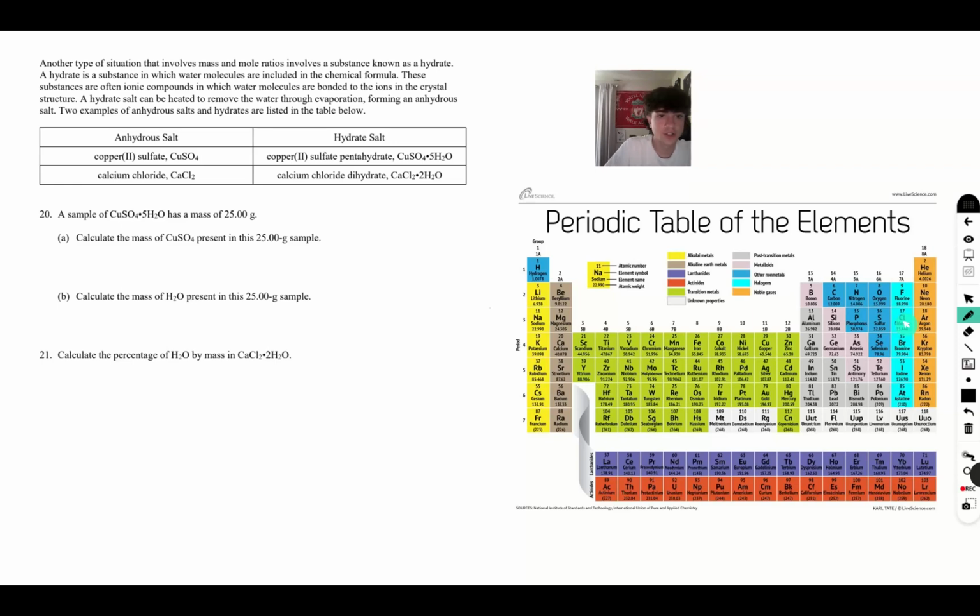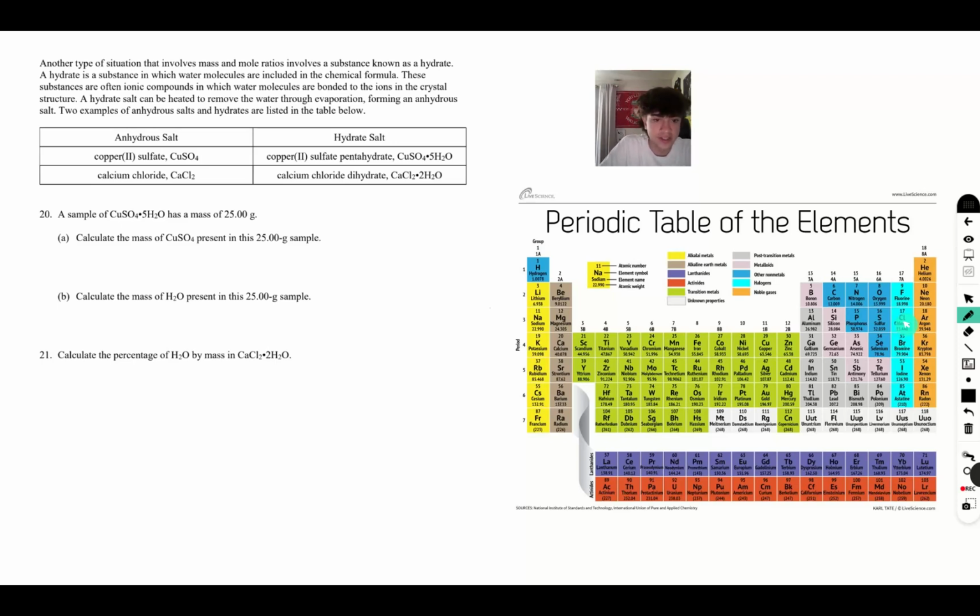Another type of situation that involves mass and mole ratios involves a substance known as a hydrate. A hydrate is a substance in which water molecules are included in the chemical formula. These substances are often ionic compounds in which water molecules are bound to the ions in the crystal structure. The hydrate salt can be heated to remove the water through evaporation, forming an anhydrous salt. 2 examples of anhydrous salts and hydrates are listed in the table below.